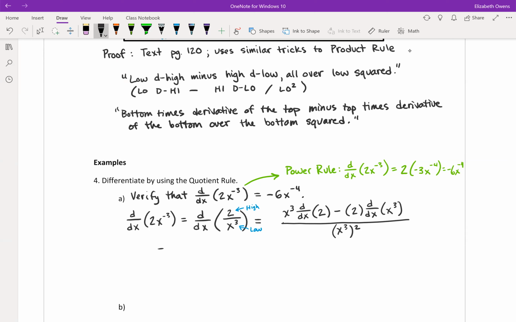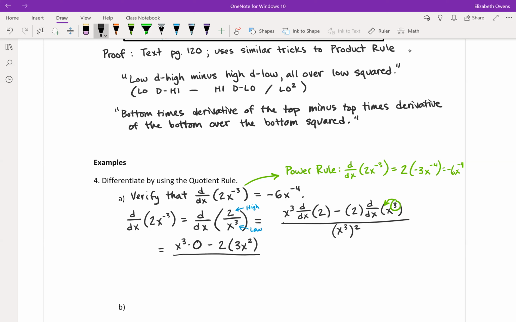Now we need to do some evaluation here. x cubed, and then right here, d dx of 2, the derivative of 2. Derivative of constant, that is going to be 0. And then minus 2 times the derivative of x cubed. That's a power rule thing. Bring down that 3, 3x, and lower the power by 1. That would be 3x squared.